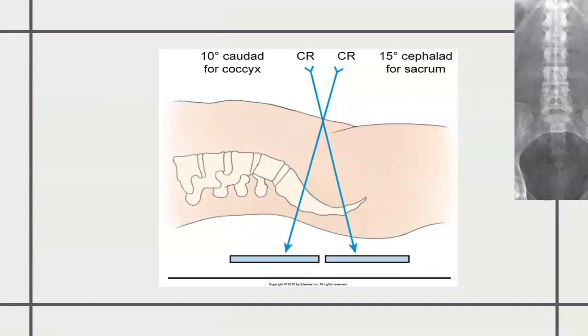For the sacrum, 15 up, 10 down for the coccyx.